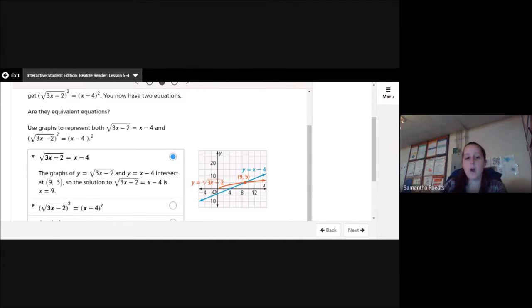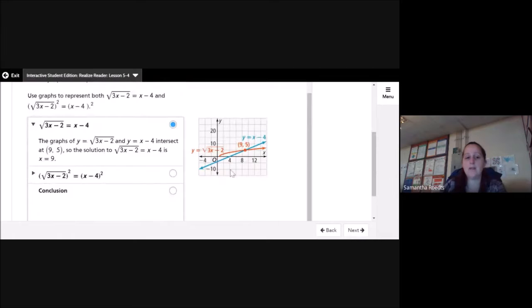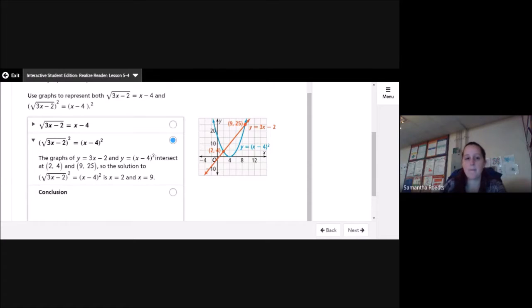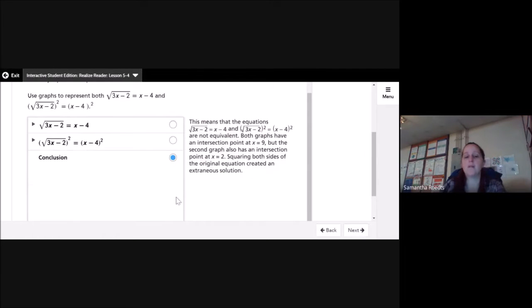The graphs of y equals the square root of 3x minus 2 and y equals x minus 4 intersect at 9, 5. So the solution is x equals 9. The graphs of y equals 3x minus 2 and y equals x minus 4 squared intersect at 2, 4 and 9, 25. So the solution is x equals 2 and x equals 9.